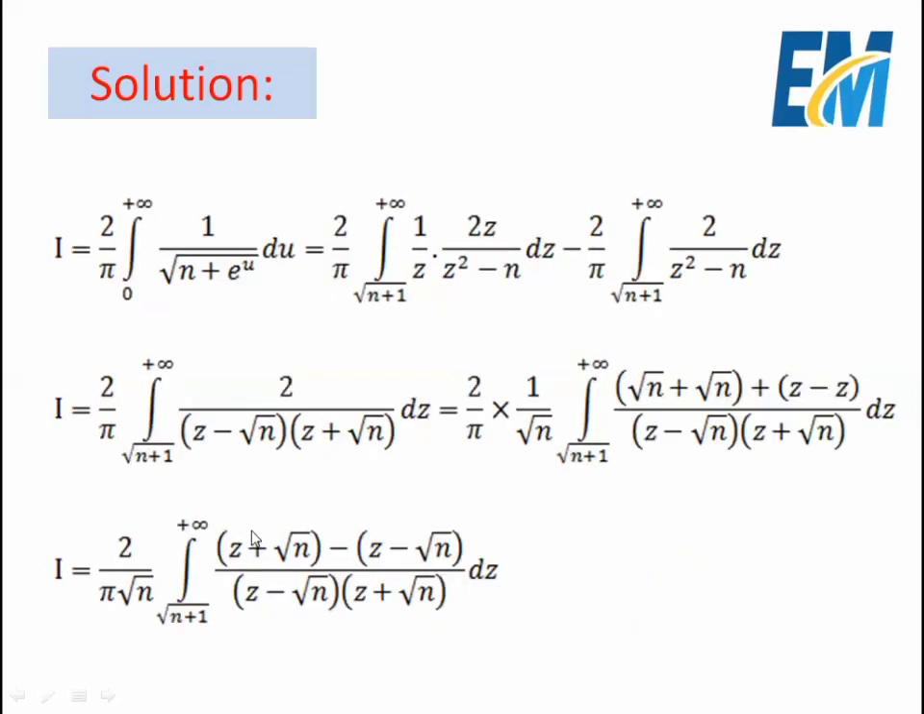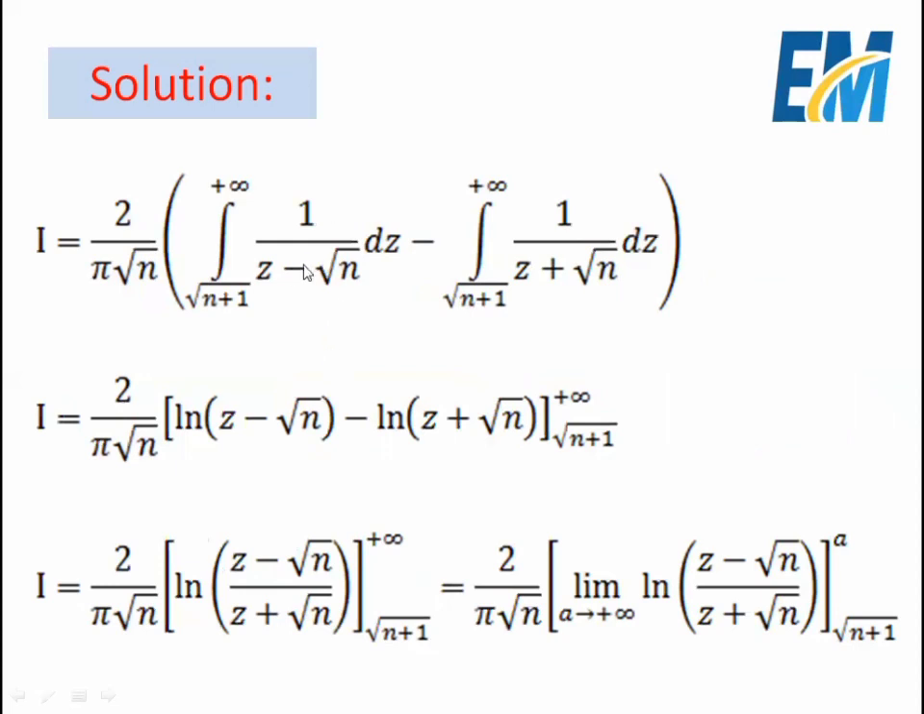Now we have this term over the denominator. We can cancel out this term and this term. So we will have 1 over z minus square root of n. Similarly for this term, we will have 1 over z plus square root of n. This integral is equal to ln of z minus square root of n, which is du over u, and this term is equal to ln of z plus square root of n.